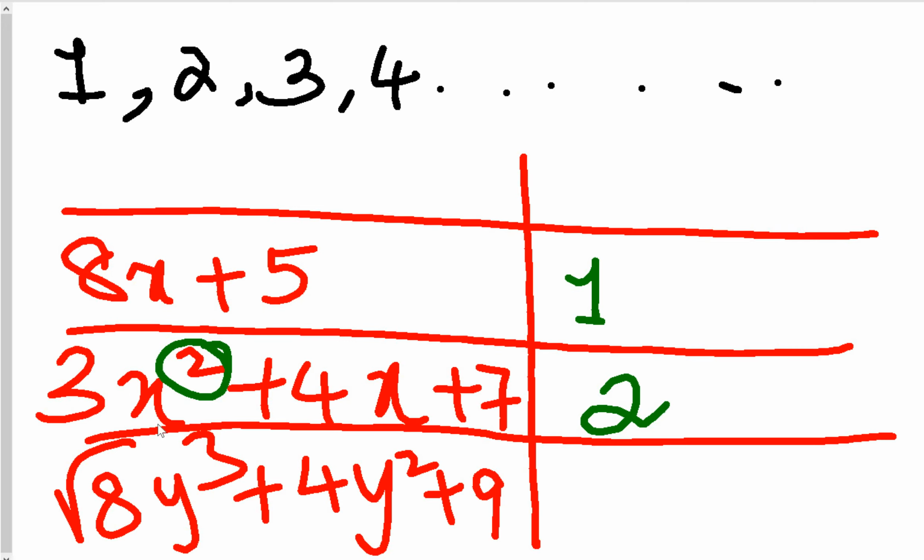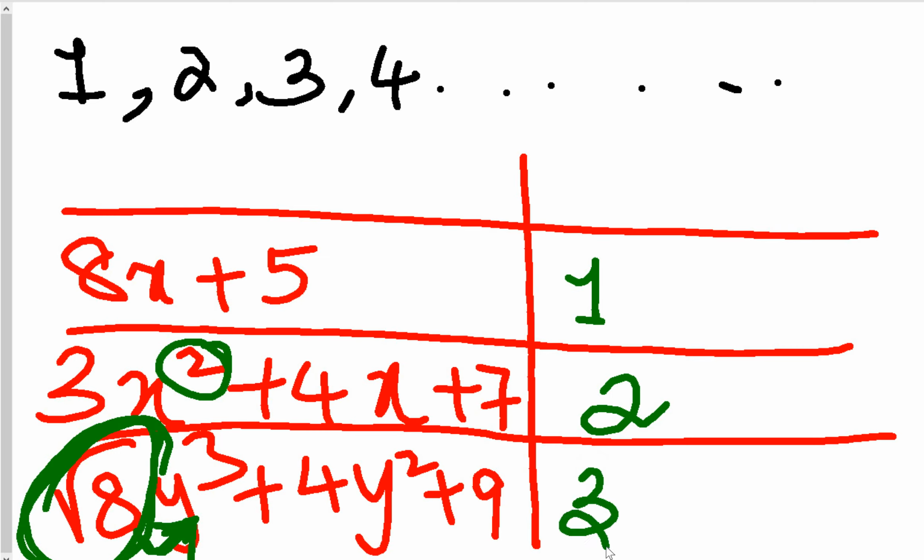Carefully note that here the square root is for 8, so it's not there for y. If y has a square root, in that case you can't call it a polynomial. If the highest power of y is a positive integer, then it can be termed a polynomial. Here it is a polynomial, so please don't get confused with the previous example. This is a polynomial in variable y of degree 3.